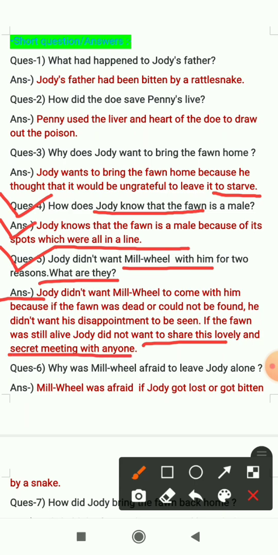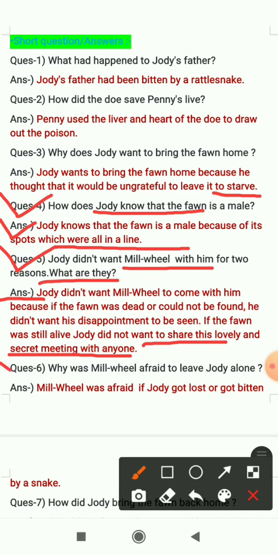So the two reasons were, first of all, Jody did not want Melville with him because he thought if the fawn was dead and he could not find the fawn, then he didn't want his disappointment to be seen by any other person. And the second reason was that if the fawn was alive and Jody would find the fawn, he did not want to share that lovely and secret meeting with any other person.